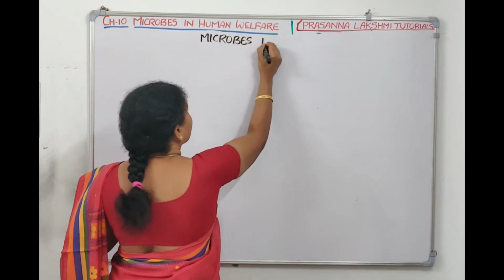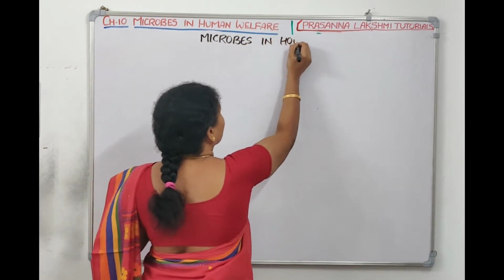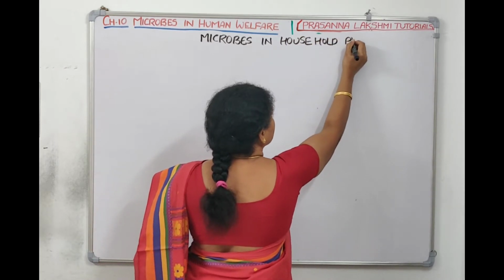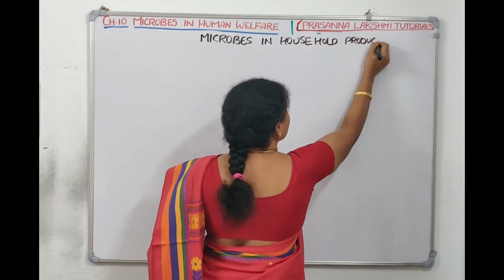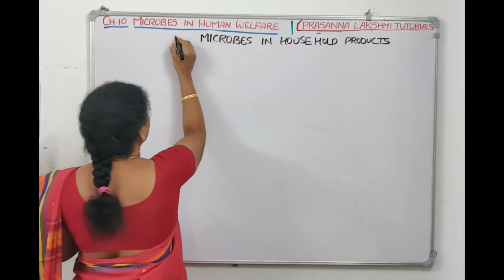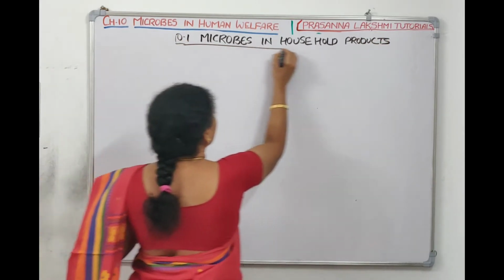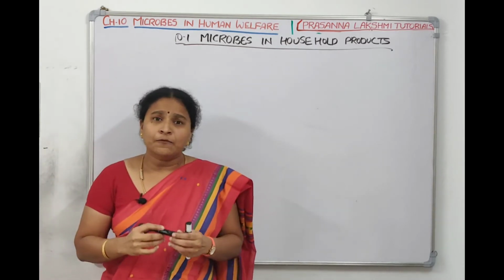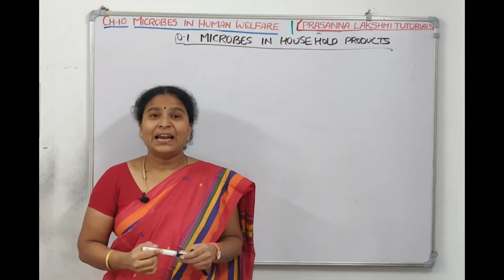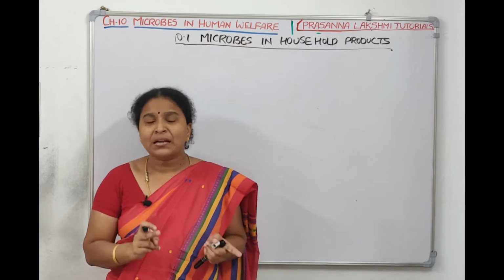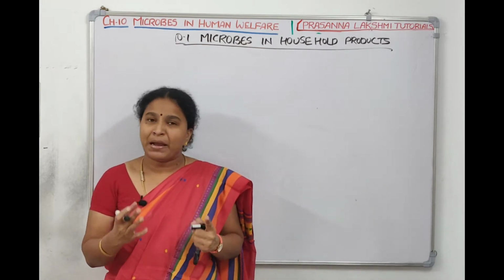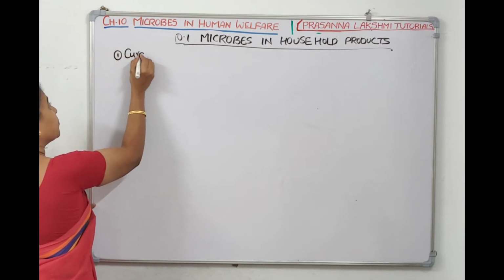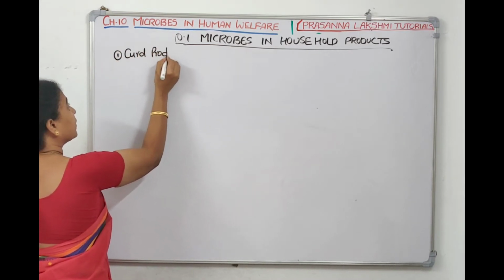Microbes in household products, right? This is our first topic, 10.1. Under that, the first example is curd making. Milk getting converted to curd is a microbial action only. The first one is curd production, we can write.